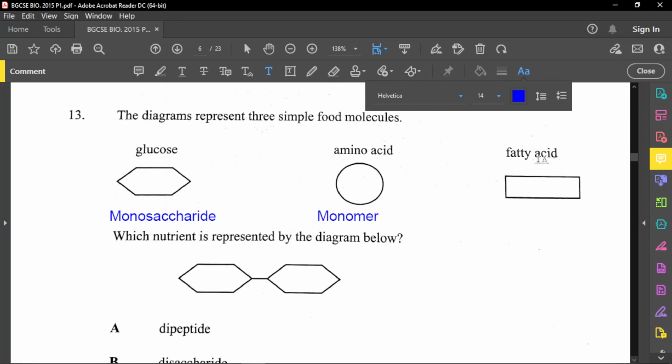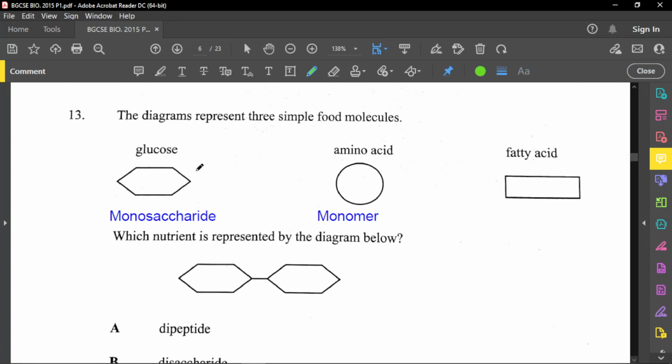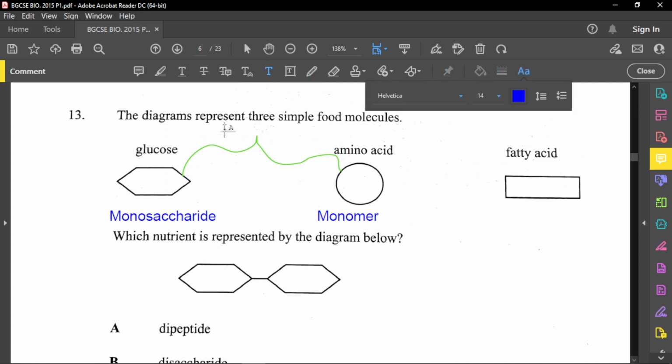Fatty acid is not a monomer. It is a simple unit of lipids or fat, but it's not a monomer because fats are not polymers. So as I say, these are monosaccharide and amino acid, they are monomers of complex compounds. So we can classify these two as monomers. And monomers are simple units that make up a more complex unit. So they are both monomers.